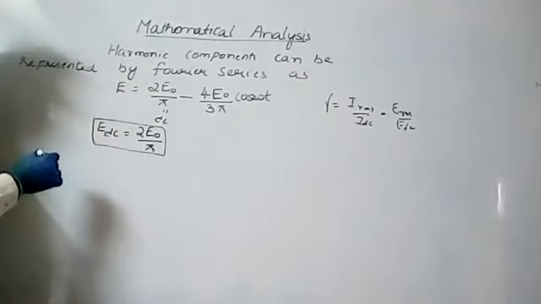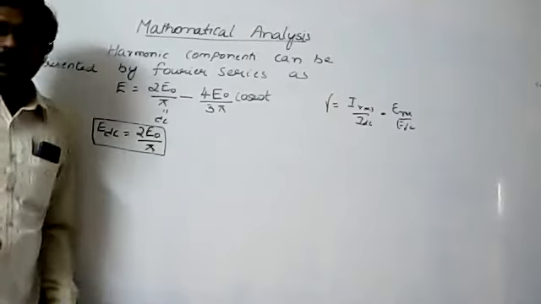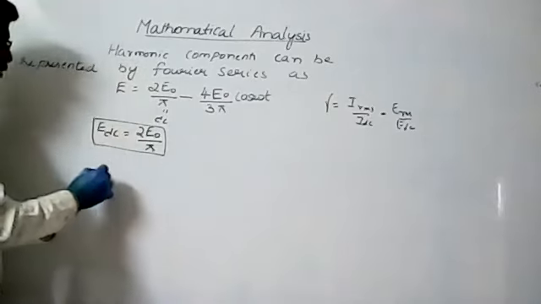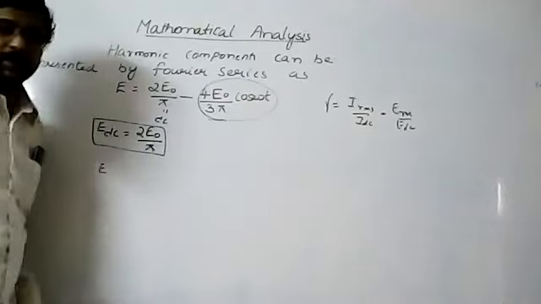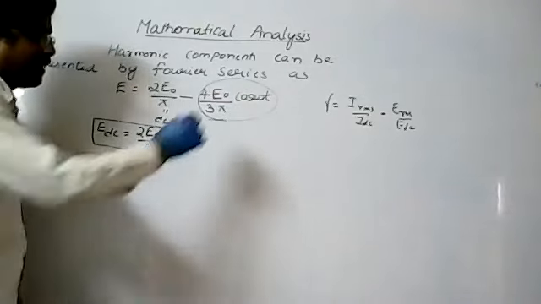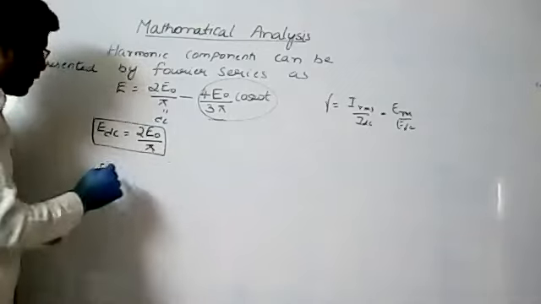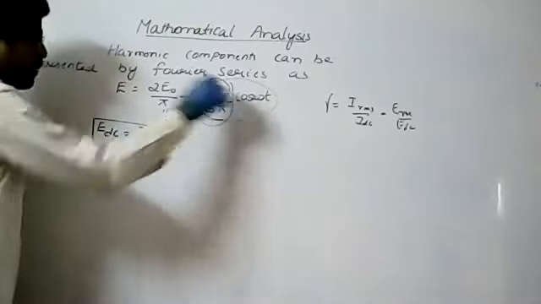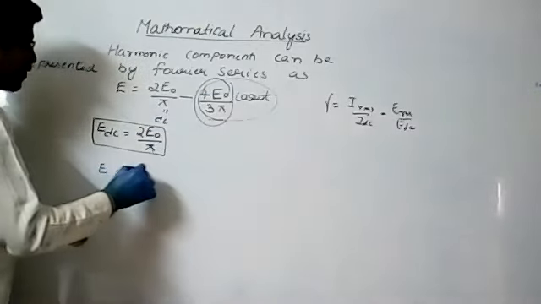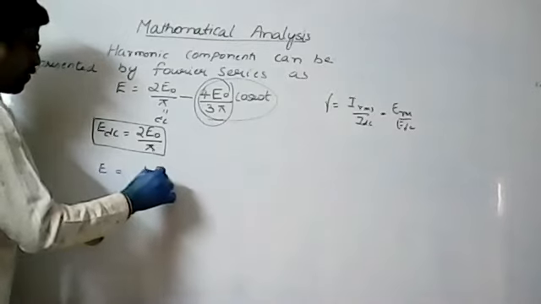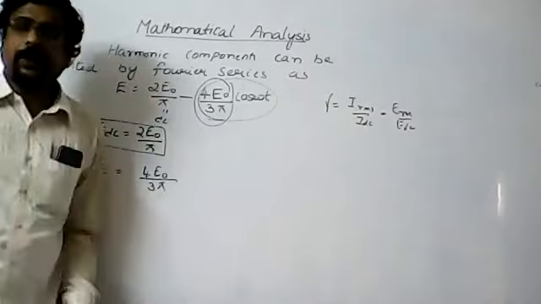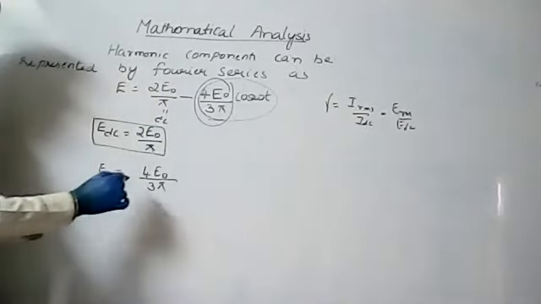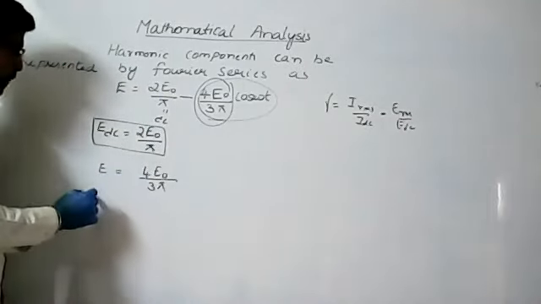So EDC is equal to 2 E naught by pi. Now coming to the RMS value, if you look at the second component, a term called cos is present. So that is an AC signal. Let me write the amplitude of it. So E is equal to 4 E naught by 3 pi.